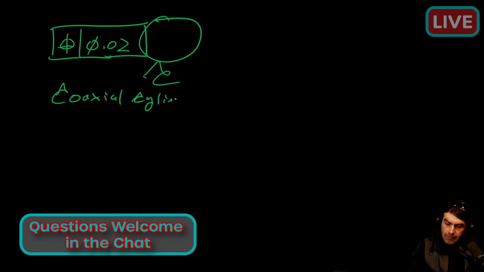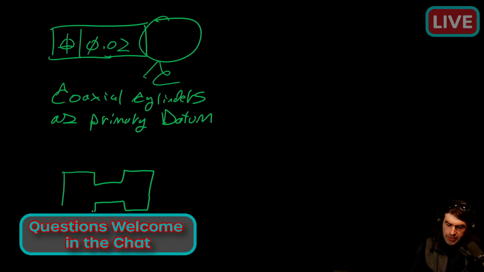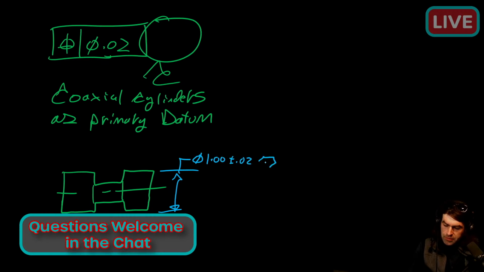coaxial cylinders serving as a primary datum. Okay. I did make a video about this before. So if you have a dog bone shape, there are a couple ways to do it. One, you could just say whatever the diameter is. You could use the continuous feature symbol, and that essentially extends Rule #1 to cover both features.